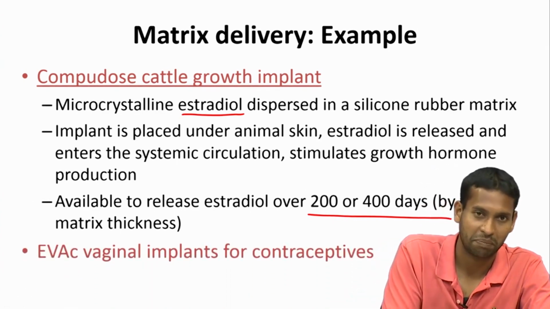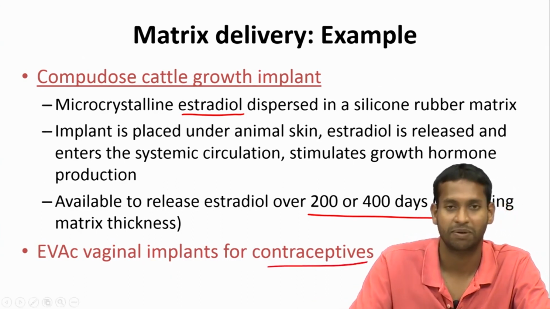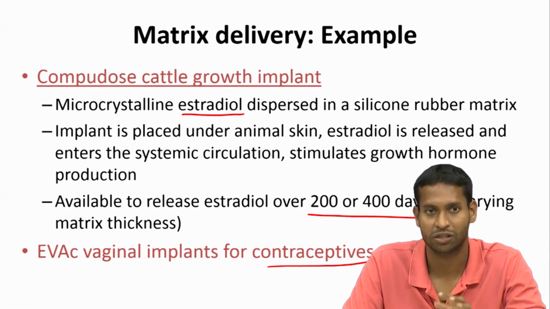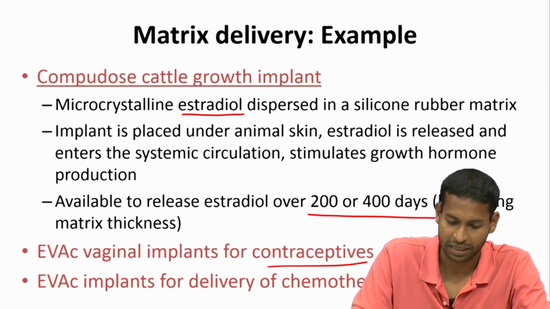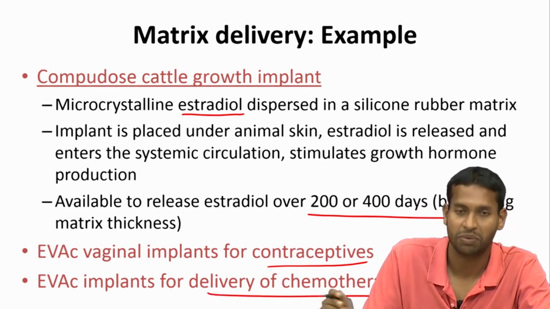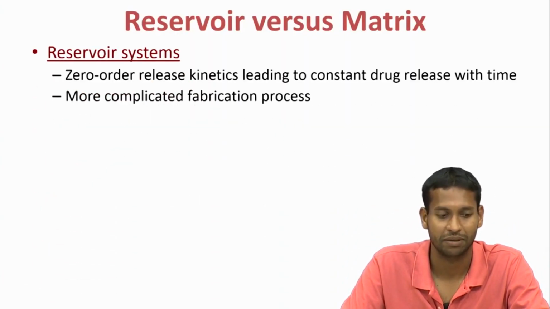The EVAC vaginal implants are also used mostly for animals. Again these are contraceptive implants, in this case they are non-degradable and the drug has to just diffuse out through them. And then there are also EVAC implants that are used for chemotherapy of the brain, and I will give you more examples on that later.